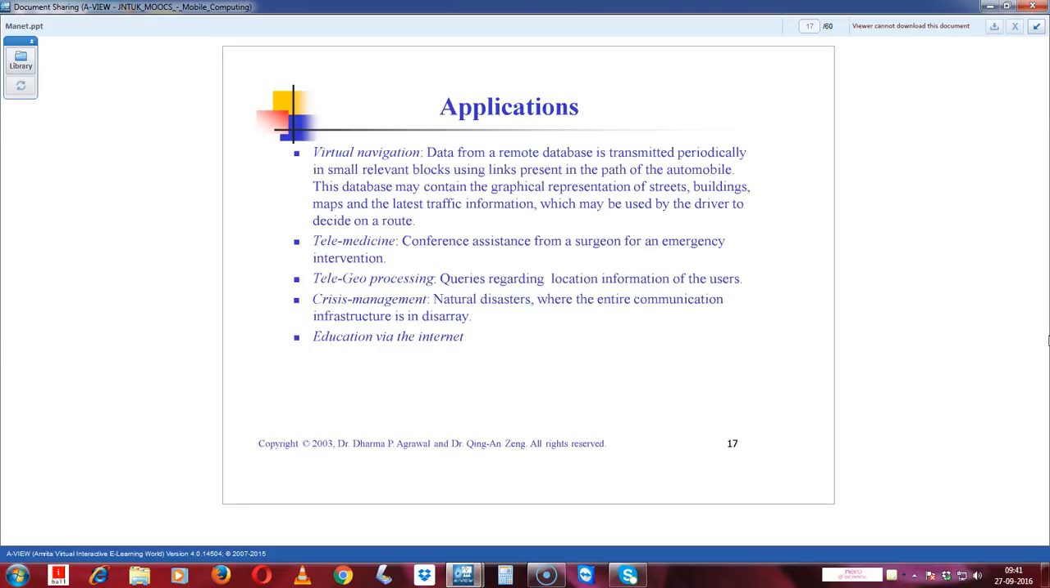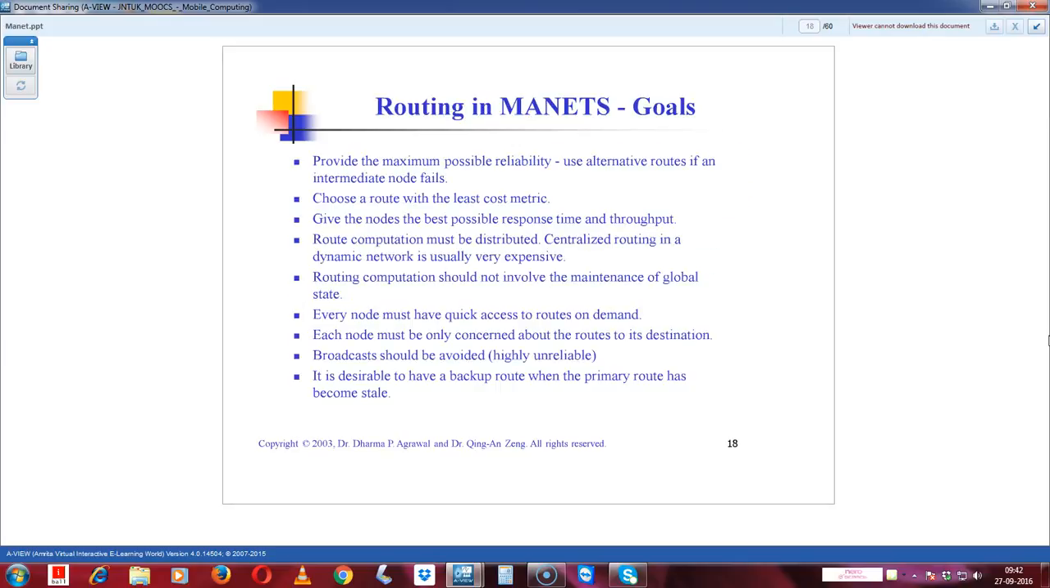Okay, so there are some applications, as we discuss the applications. You can say virtual navigation. If you want navigation, data from a remote database is transmitted periodically in small relevant blocks using links present in the path of the automobile. Okay, telemedicine, conference assistance from a surgeon for an emergency intervention, like when you go to the hospitals, your surgeon will talk to your recipient, or your recipient will talk to an emergency doctor. So that communication will also depend on ad hoc networks. Then geoprocessing, inquiries regarding location information of the users. If you want to find out the location of the users within a particular region, that is geoprocessing. That is also an application of this. Crisis management and education via the internet. Okay, all these can form applications of ad hoc networks.